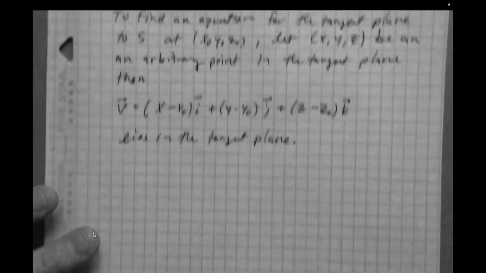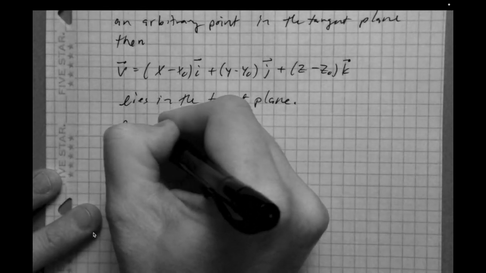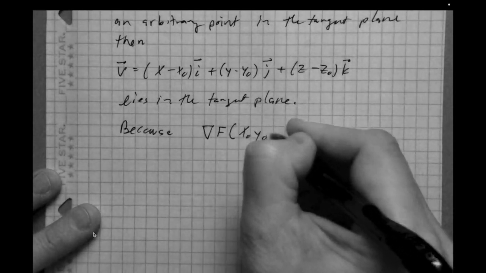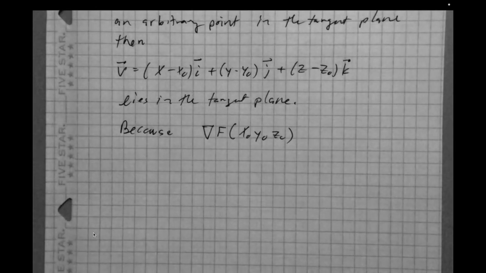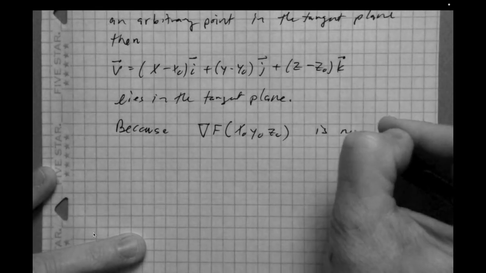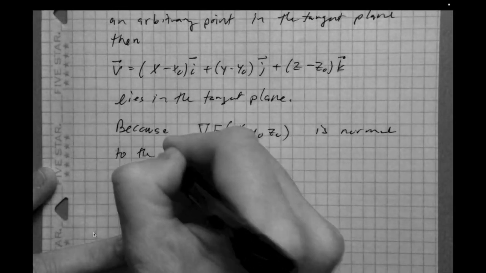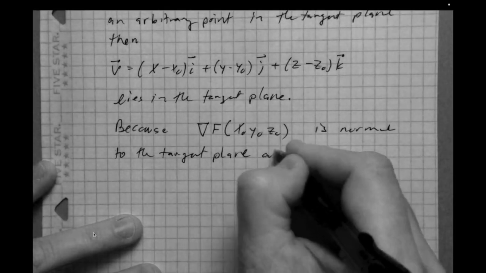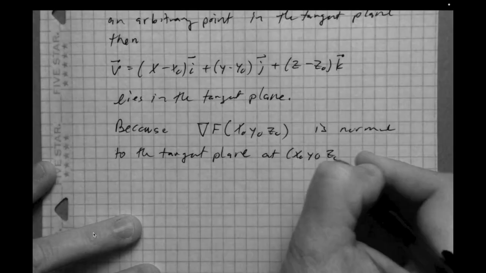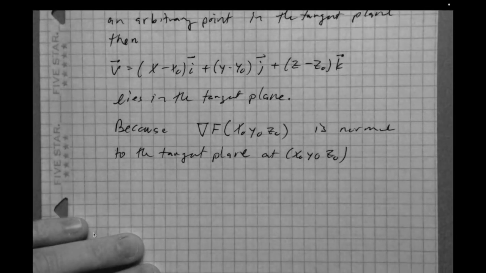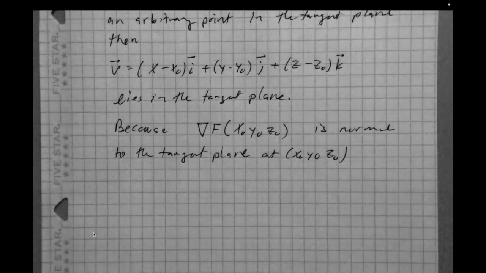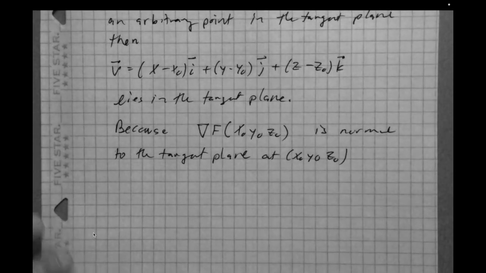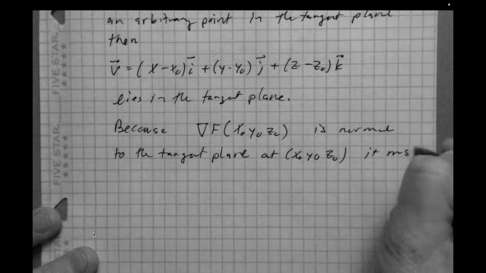And we've seen this before. Now, here's the tricky part. Because the gradient of f at x naught, y naught, z naught is normal to the tangent plane at this point, it must be orthogonal to everything in the tangent plane. Because this gradient is normal to the tangent plane, it's going to be orthogonal, obviously, to everything in the tangent plane.